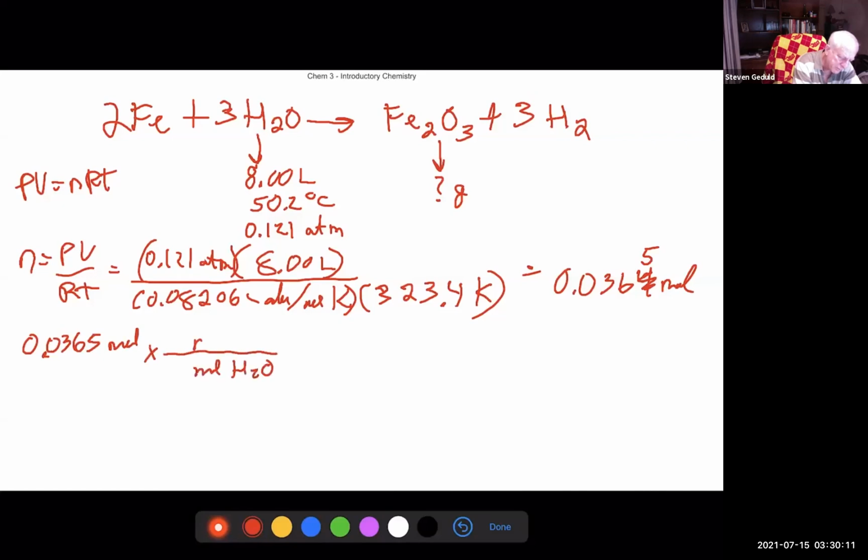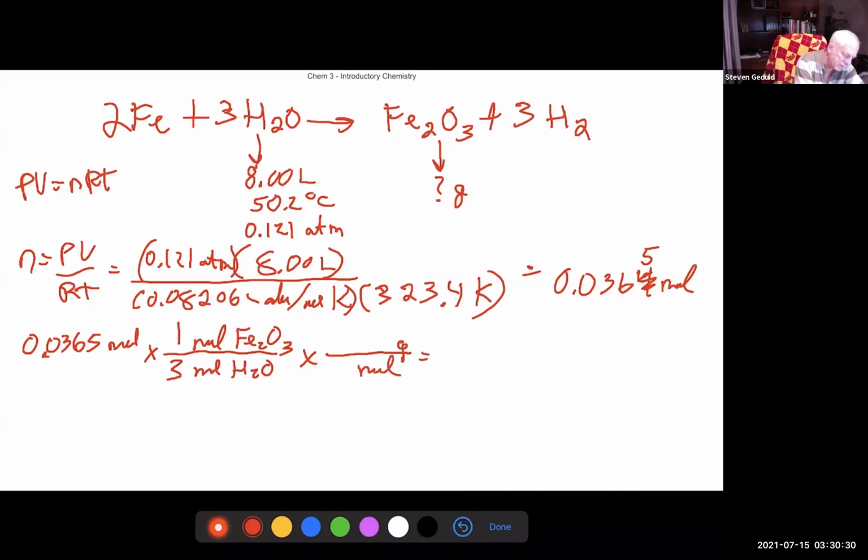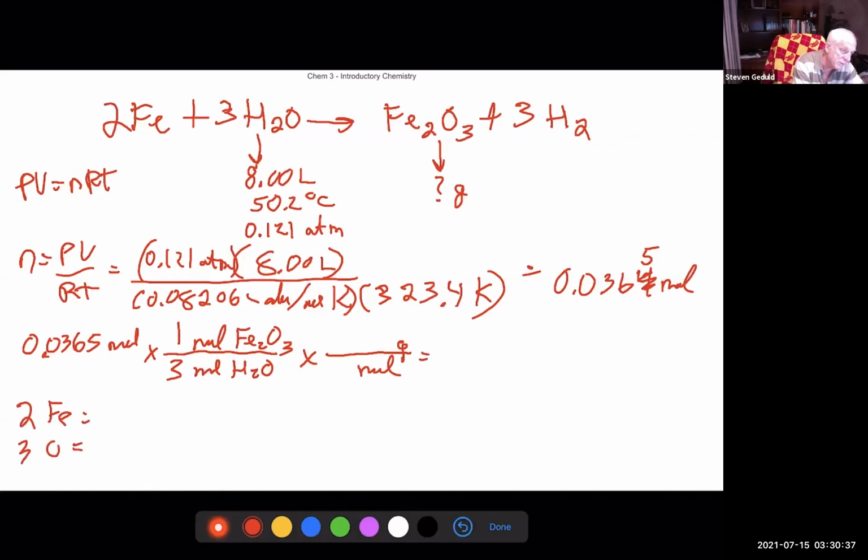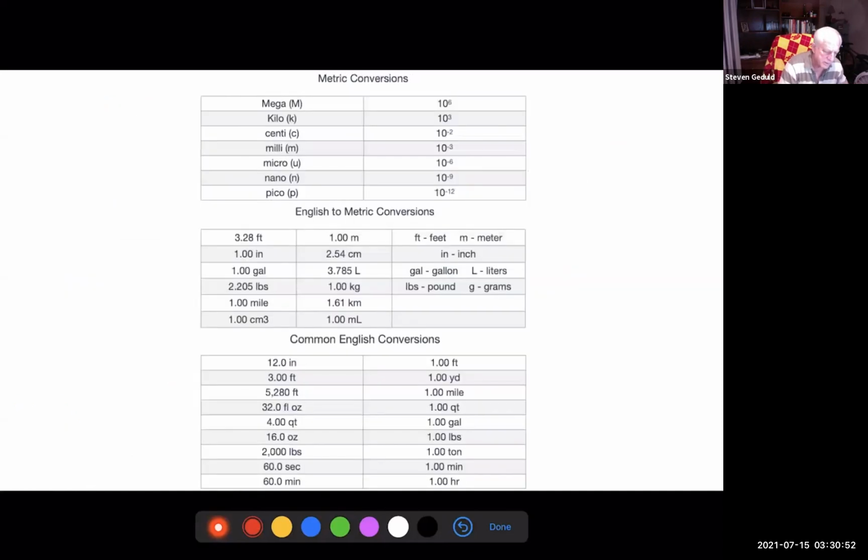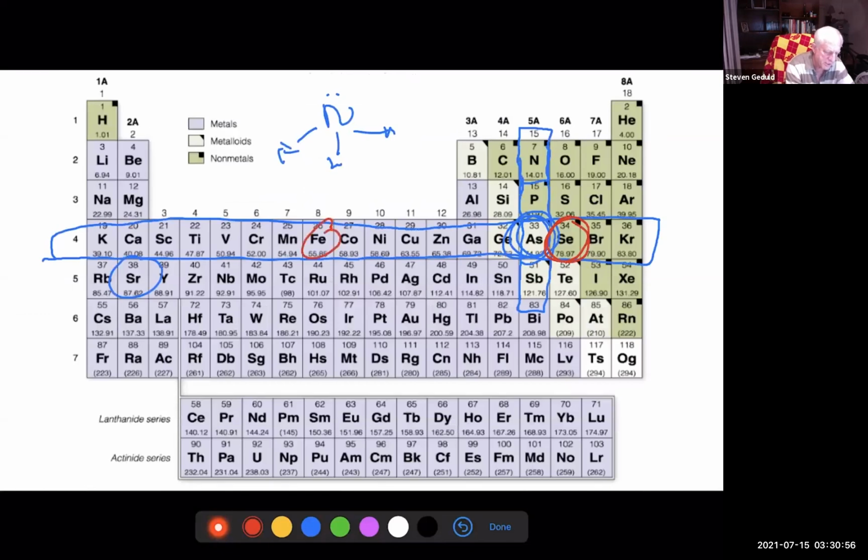And I want to go to moles of, what am I looking for? Iron 3 oxide. And the relationship is 1 mole of iron 3 oxide and 3 moles of water. And I want to go to grams. So how many grams per mole of iron oxide? We have 2 irons. We have 3 oxygens. Oxygen is 16, 32, 42, 48. Oxygen is 48 grams, and what does iron weigh?